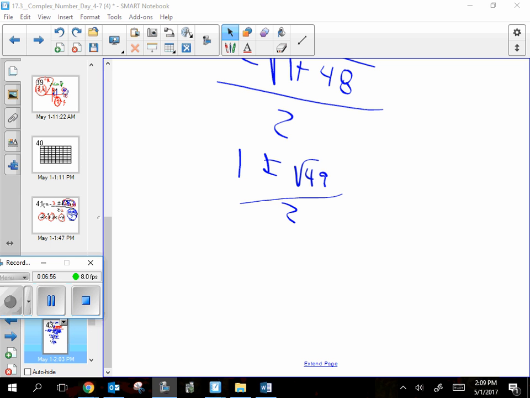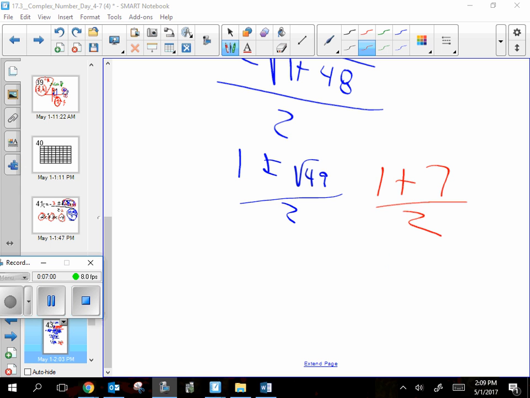Okay, let's see if you got it right. 1 plus 7 divided by 2. 1 minus 7 divided by 2. What did you get for the top one? 4 is correct. Did you do the bottom one? What'd you get? That is correct. 4 and negative 3. Raise your hand if you had that right.